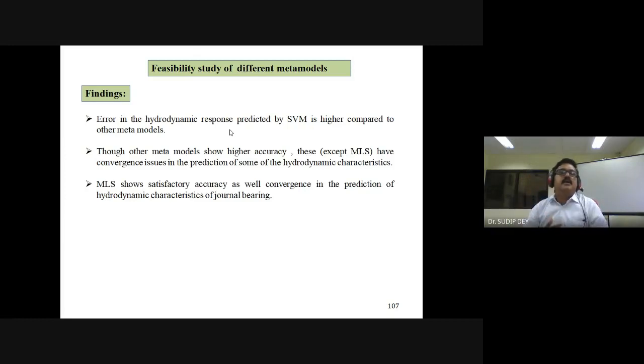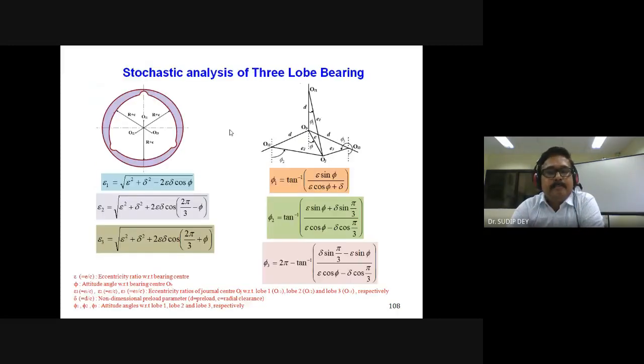is the highest compared to the other meta models. So we cannot use SVM at that level of efficiency. The other meta models like MLS have convergence issues. So MLS shows satisfactory accuracy compared to the other meta models. So depending on that, we need to choose the meta model which gives the best results.